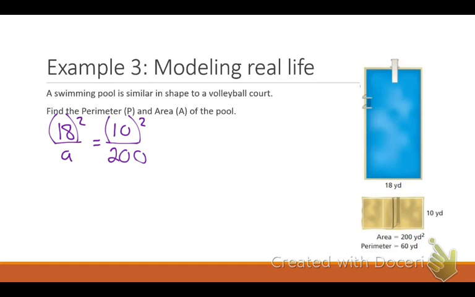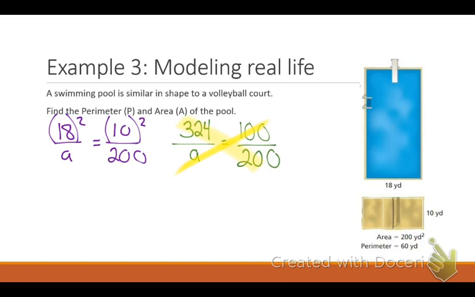What's 18 times 18? Okay, I was close. No. 18 times 18 is 324. Okay? 324 over A equals, we should all know 10 squared. What's 10 squared? It's not 20. 100 over 200. Okay? 100 over 200. Now, do you remember what to do? Yes. Do your cross products and solve. All right, so go ahead and do your cross products and solve.